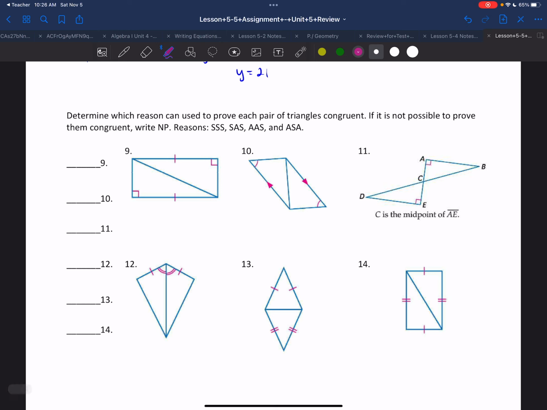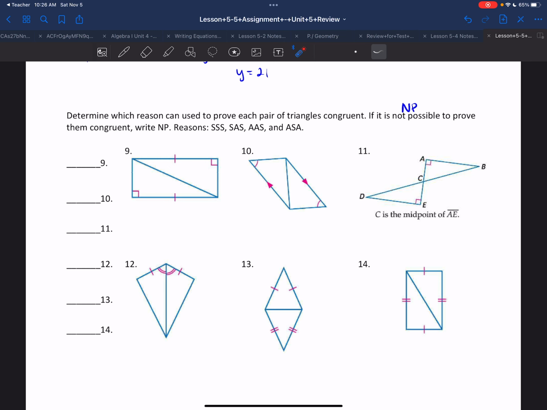Determine which reason can be used to prove each pair of triangles congruent. If it's not possible, we're going to write NP. The reasons that we can use are side-side-side, side-angle-side, angle-angle-side, and angle-side-angle. Let's take a look at number 9. I noticed that we have two triangles here, one triangle there and another triangle there.